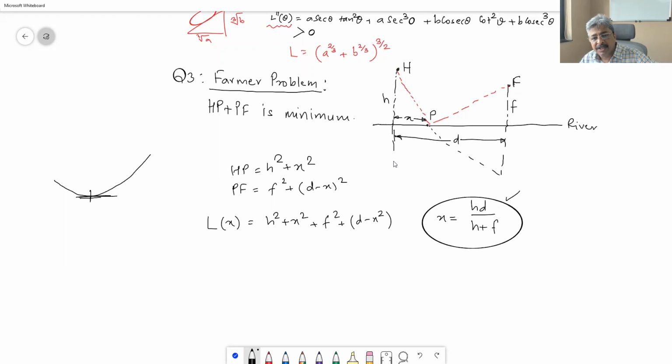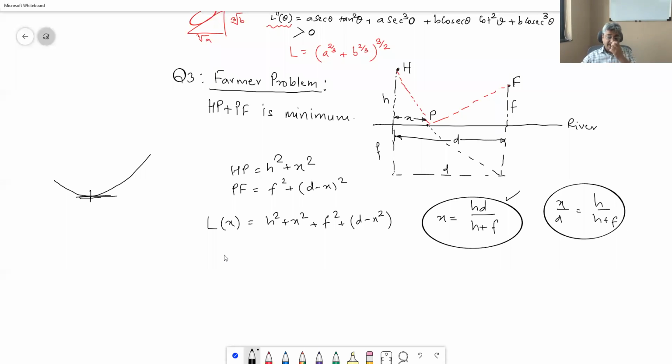I mean, if you complete this triangle like this, then this is d, this is h plus f. So x upon d is equal to h upon h plus f. That is what this similarity gives. X upon d is equal to h upon h plus f. However, we are getting exactly the same result using differential calculus.